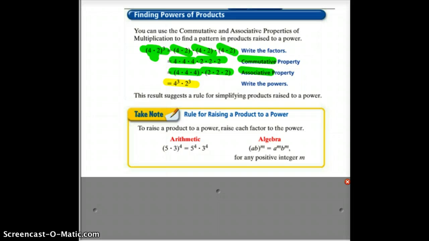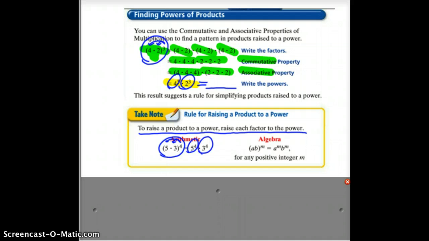In other words, in order to solve this product raised to an exponent, this 3 can be applied to the 4 and can be applied to the 2. I would have to simplify to get my final answer. So in other words, to raise a product to a power, raise each factor to that power. In this problem right here, 5 and 3 are factors. This exponent is going to be applied to each factor. 5 to the 4th times 3 to the 4th.